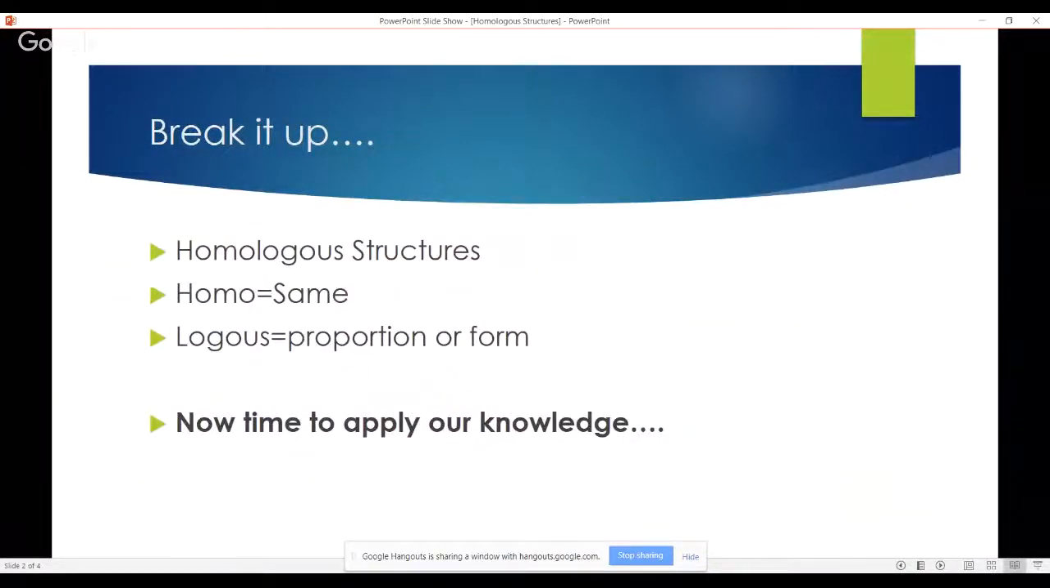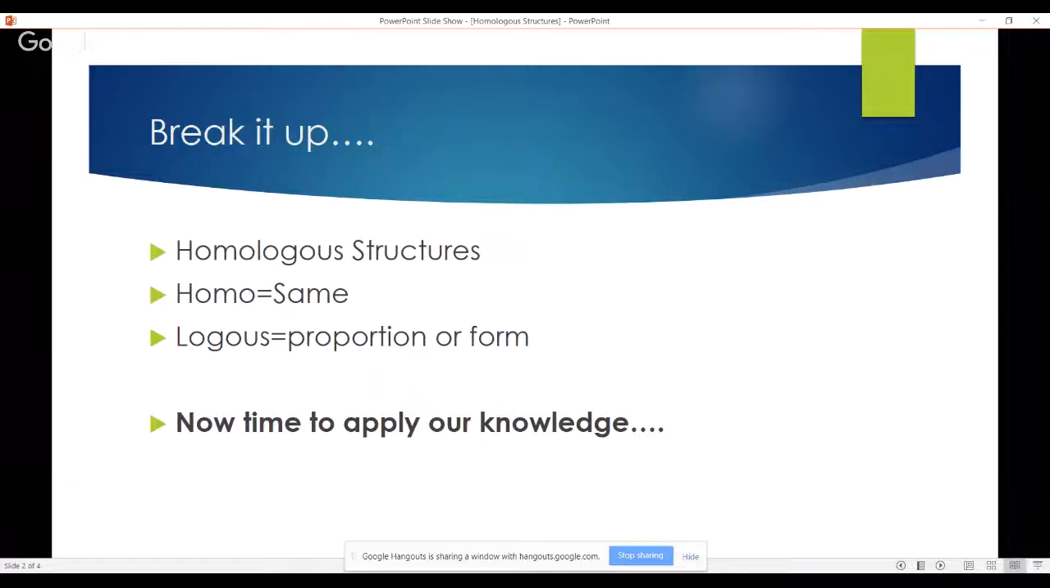So an easy way to know what a homologous structure is is to break up the word. Homo means same, and logous means proportion or form. So something that's got the same form, and it's a structure, but we have to remember that although it's the same form, it can be used for different things. And just because two things are similar in what they're used for, their application, it doesn't mean they're homologous. We have to look at the actual structures.